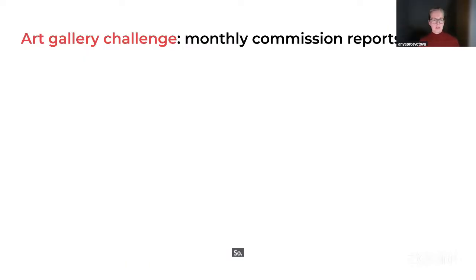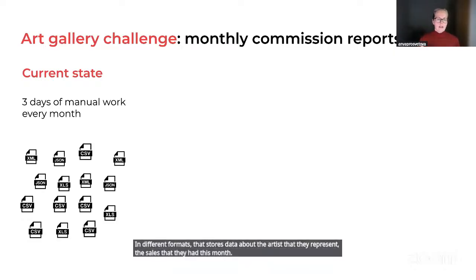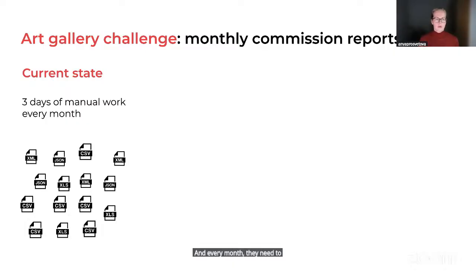So imagine they have different systems and different files flying around in different formats that store data about the artists that they represent and the sales that they had this month. And every month they need to spend 3-4 days going manually, combining all these different files, and then creating the report and paying the commissions to the artists.